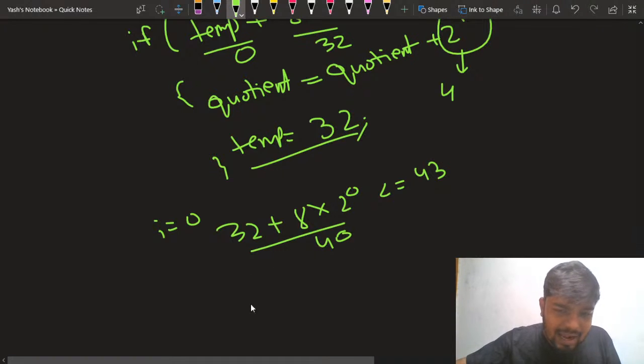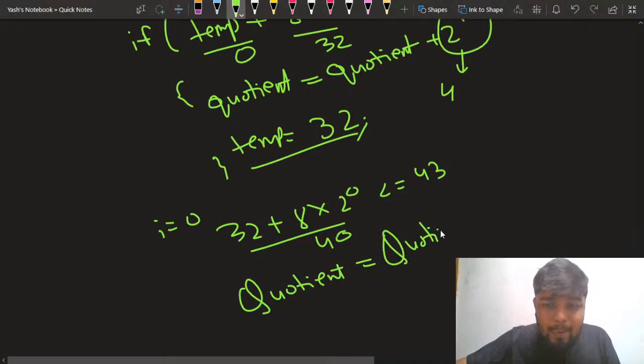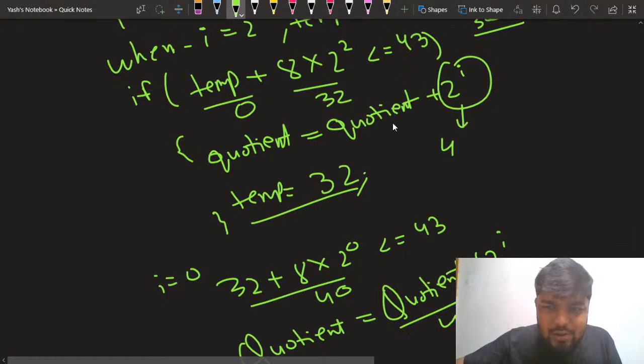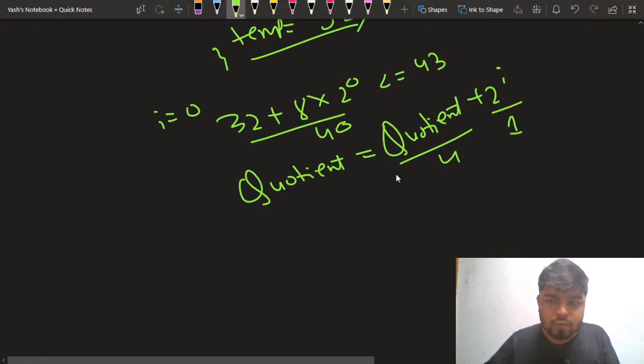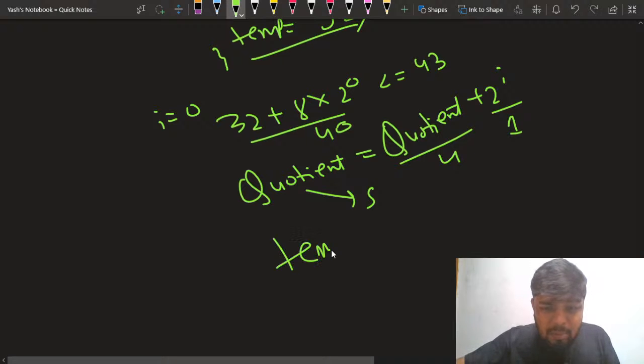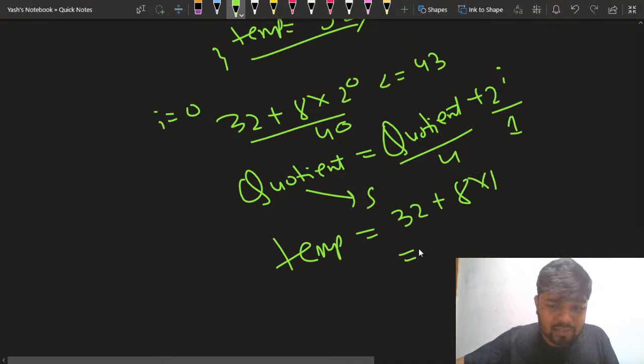In this case, I'll do simply quotient is equal to quotient plus 2 to the power I, where I is 0. This value will be 1 and the quotient was earlier 4, right? From this case, you can see that the quotient was 4. So 4 plus 1, quotient is equal to 5. Also one more thing, what will be my temp? Temp is equal to 32 plus 8 into 1, right? So this will give me a 40.